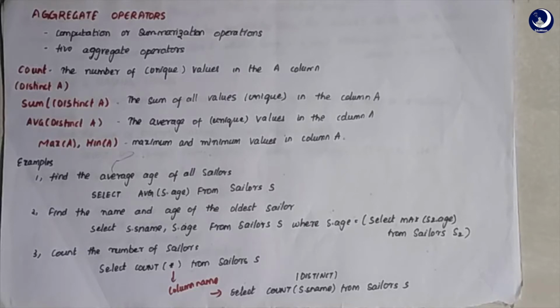Count, as its name suggests, is used to find the number of values in a particular column. It can be the number of unique values in the particular column that you have specified. Then you have sum distinct of A, which is used to find the sum of the unique values in the specified column. Here I am supposing it to be column A. Next we have the average function, which is used to find the average of unique values in a particular column, which is A. And of course min and max are the two functions used to find the minimum value and also the maximum value in that particular column.